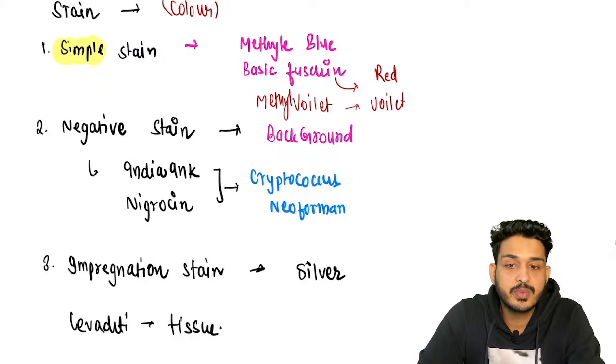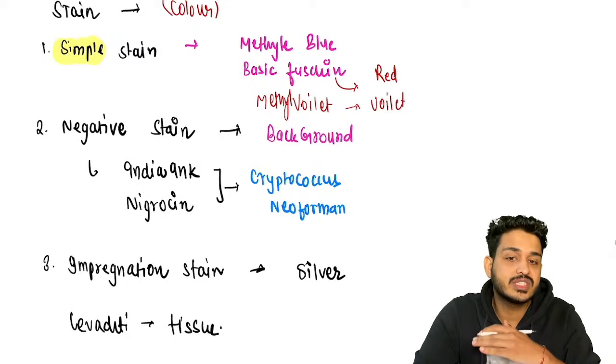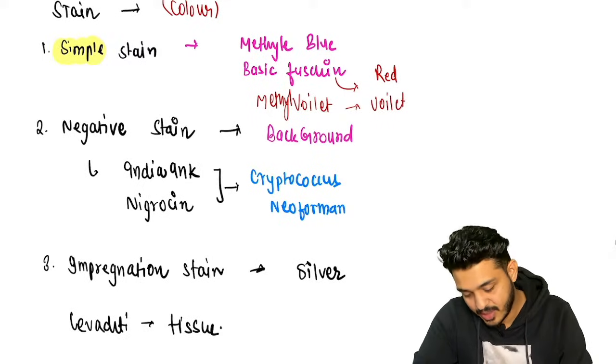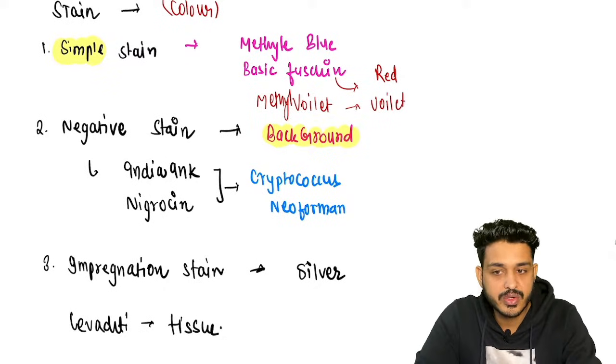The next thing is going to be what? Negative stain. Negative stain matlab kya hoga? Negative stain matlab we are going to stain the background now, right? This is your exam question. We are going to stain the background, and what bacteria or what capsule we are going to see more specifically?